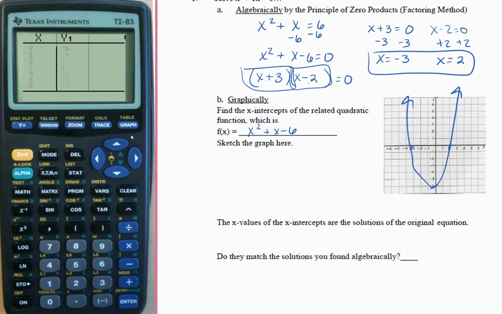And if we go to the table and look at 2, the y value is 0, and at -3, the y value is 0. So here we'd say the x-intercepts are the solutions of the original equation. So do they match? Yes, we found the same two x-intercepts, x equals 2 and x equals -3.